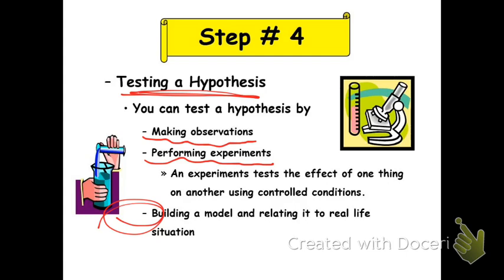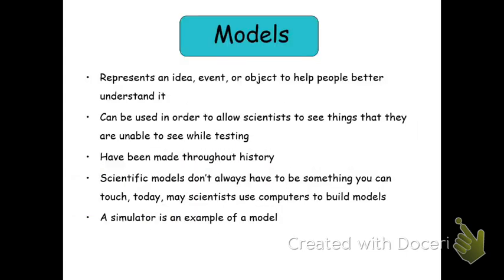That's a good point I want to bring up here real quick: models represent an idea, event, or object to help people understand it better. They help scientists see things that we can't necessarily see while we're testing. The atom, we can't necessarily see that, so sometimes we build a model. The solar system's a good example. Models have been made all throughout history. We use computers a lot now to make models or simulations. A simulator is a great example of a model.